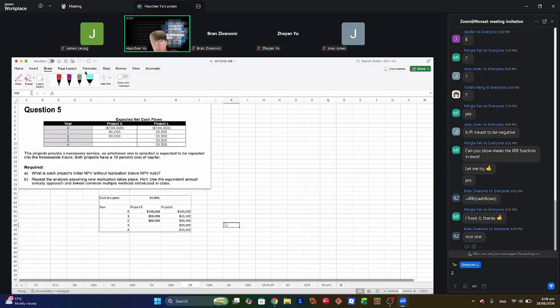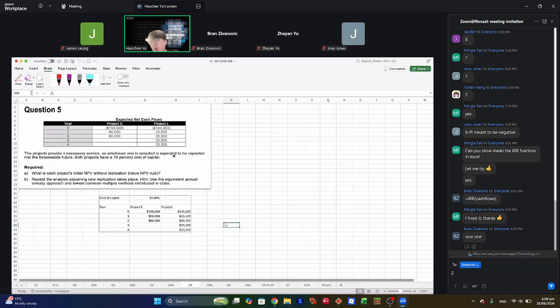In the question here, it says you are going to have 2 projects. The first project is called Project S, and it takes 2 years to finish. And Project L takes 4 years. Another very important piece of information in this question is that these projects can be repeated in the future.